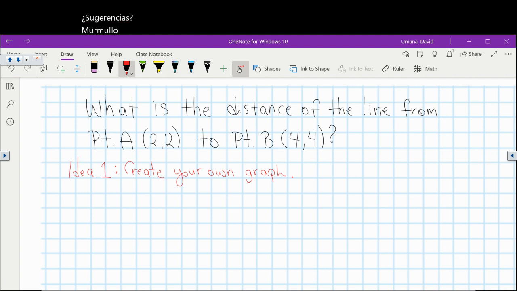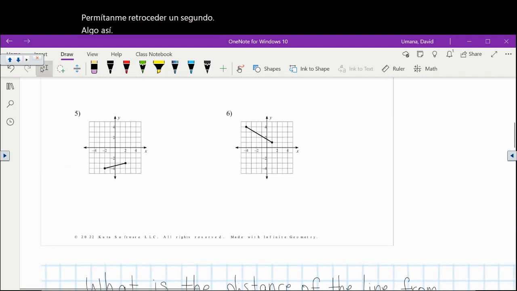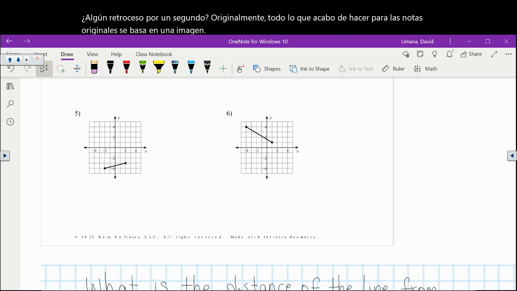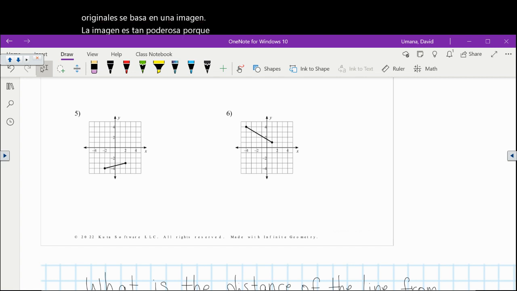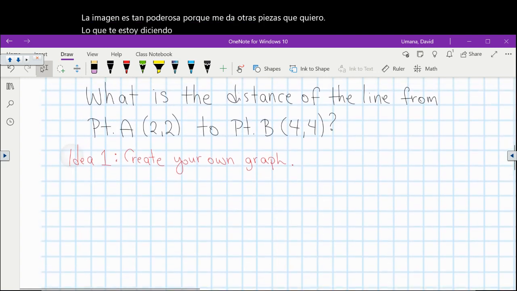And let me backtrack for a second. Originally, everything that I just did for the original notes is based off of a picture. The picture is so powerful because it gives me all the pieces I want. What I'm saying to you now, because you are kind of at the next level, is how do I do that when I take that option away?